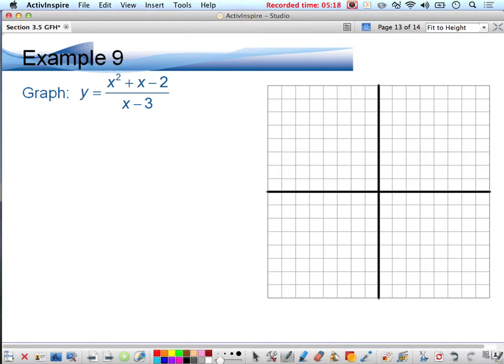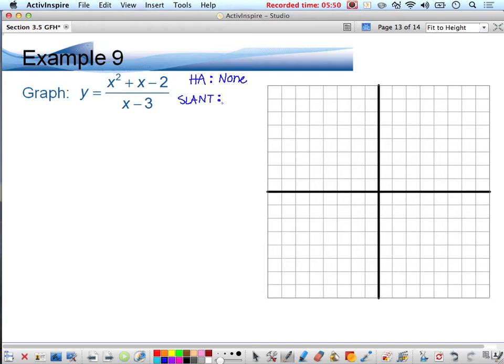Okay, so we want to graph y equals x squared plus x minus 2 divided by x minus 3. First thing I notice is that it doesn't have a horizontal asymptote. Second thing I notice is that the power of the top is 1 more than the bottom. Since it's 1 more than the bottom, I'm going to have to go find the slant asymptote. That's going to be kind of the hard part. So I'm going to save that for a minute and come back to that.